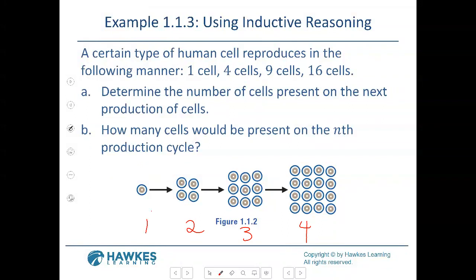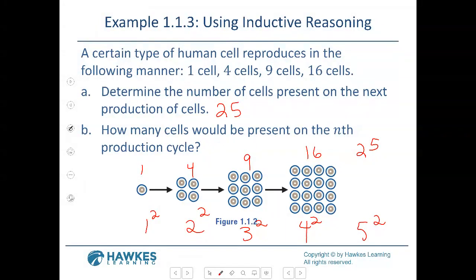If you did 1 squared, you get 1. If you did 2 squared, you get 4. If you did 3 squared, you get 9. And this is how many we have in the figure. If you did 4 squared, you would get 16. So the next one will have to be 25 because it will be the fifth picture. And 5 squared would give you 25.